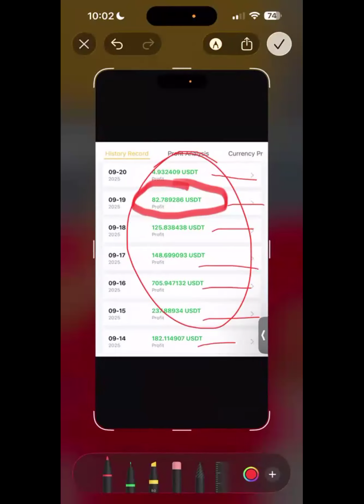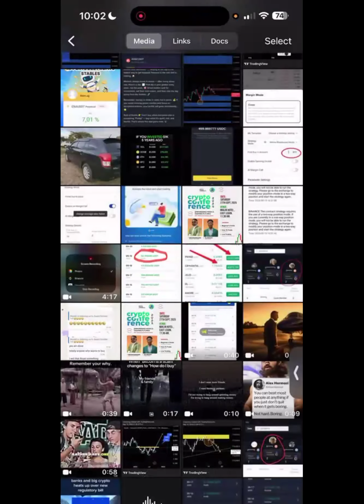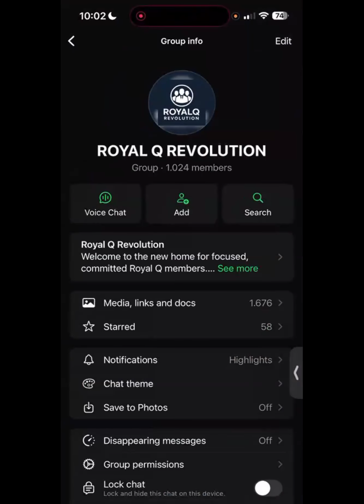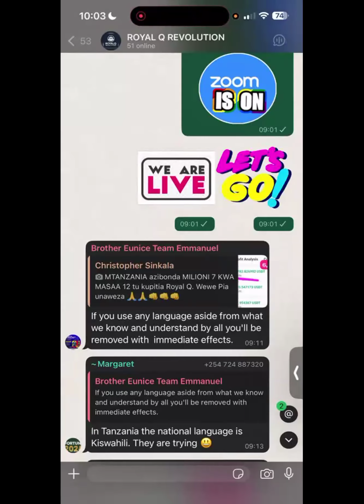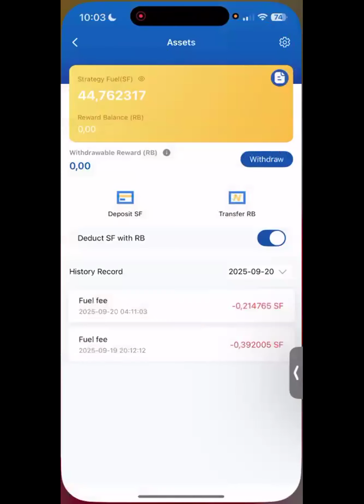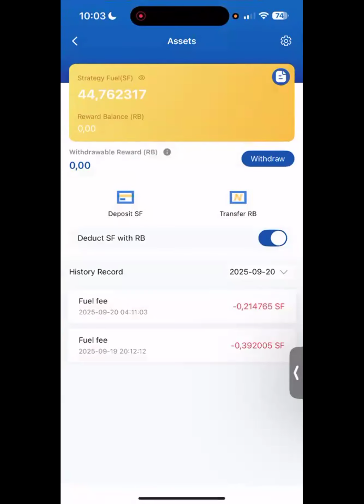For you to make this profit, you need good capital. You don't need $50 or $100 to make those profits. Okay, let us continue.